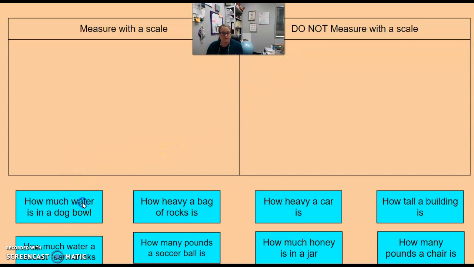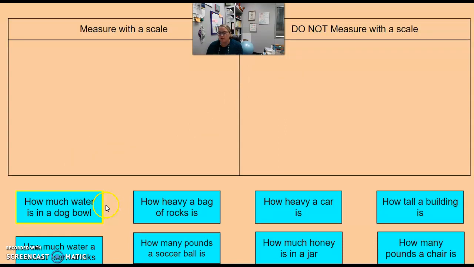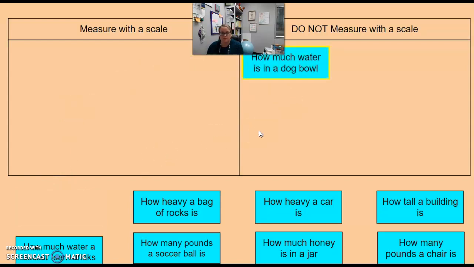So here's my first one. How much water is in a dog bowl? If I want to know how much water is in a dog bowl, am I going to use a scale to find that out? Nah, I'm not going to put the scale on it. If I want to know how much water it is, I'm not going to figure out how much it weighs. So how much water is in a dog bowl? Is it going to go on measures with a scale or does not measure with a scale? That's right, it's coming over here. Do not measure with a scale.